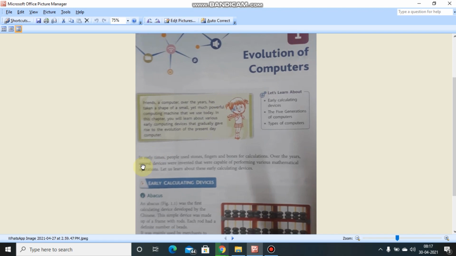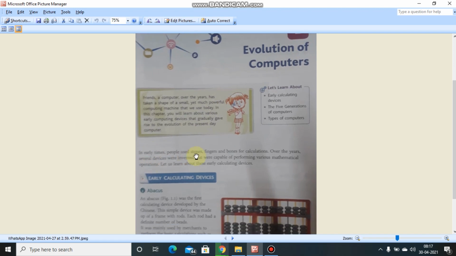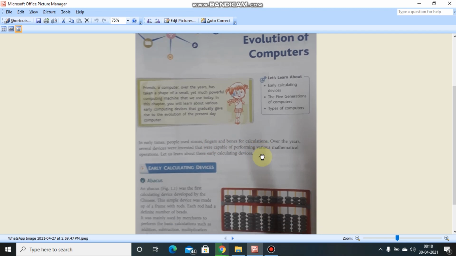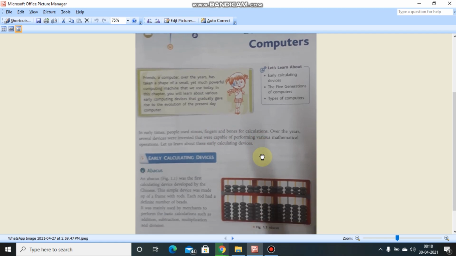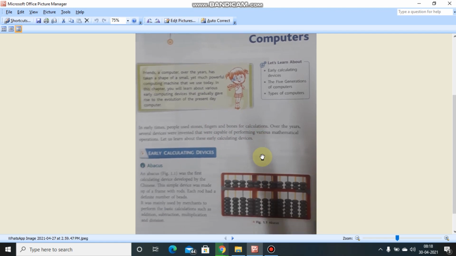In early times, people used stones, fingers and bones for calculation, which some of us use even today. For addition we use the fingers: 3 on one side, 2 on the other side becomes 5. So in ancient times, people used fingers and stones for calculation.